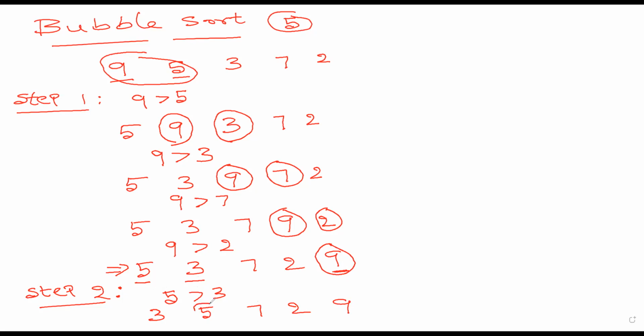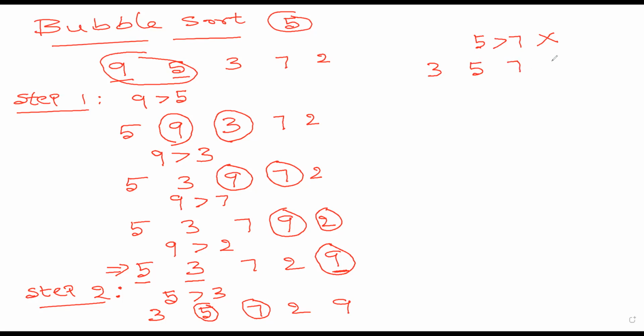Next, we take the first element with the second element. Our first position element is 5, and the second position element is 7. Is 5 greater than 7? That is wrong. So there is no need to swap those two because we are arranging our data in ascending order. Always we are supposed to keep the lesser one in the left position and the greater one in the right position.